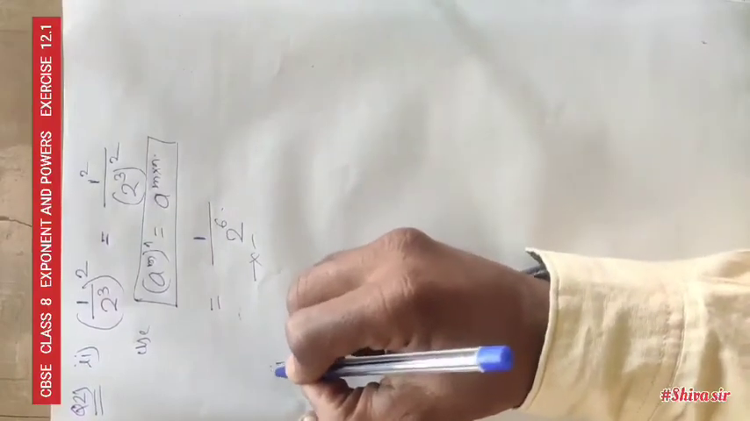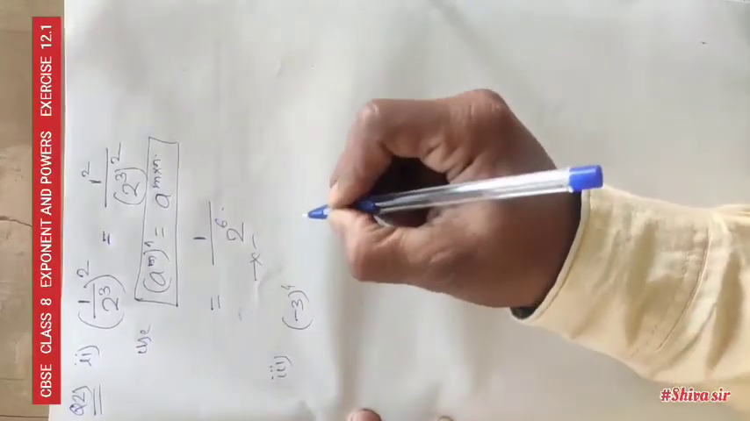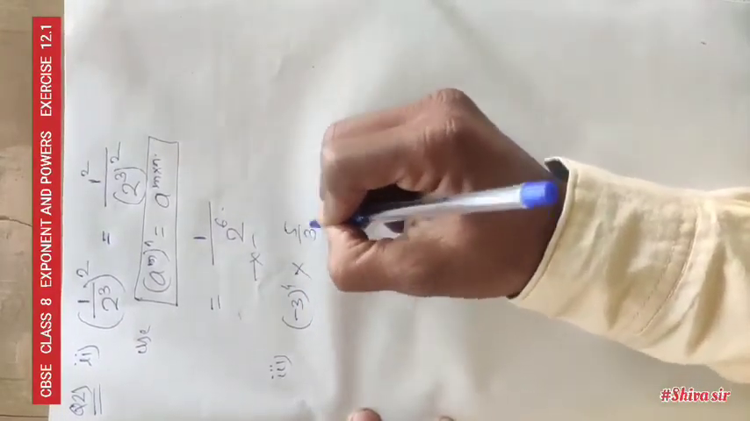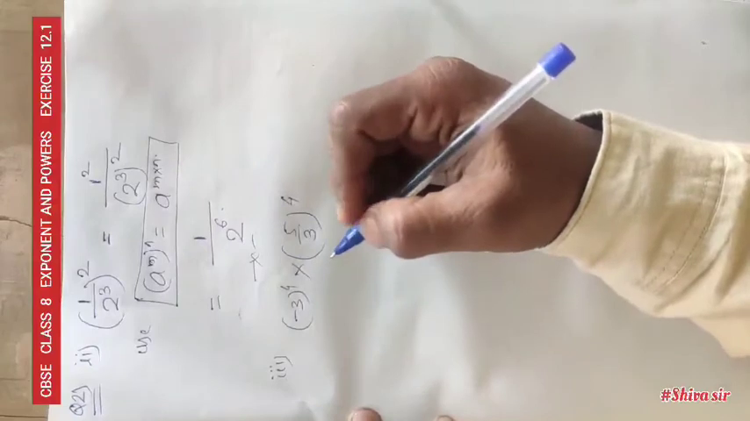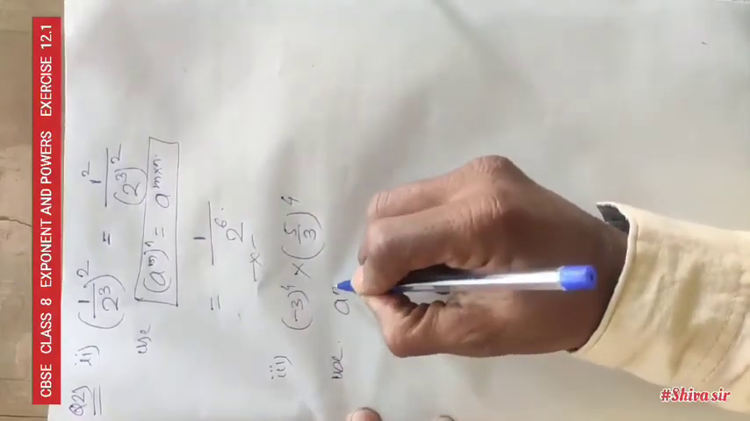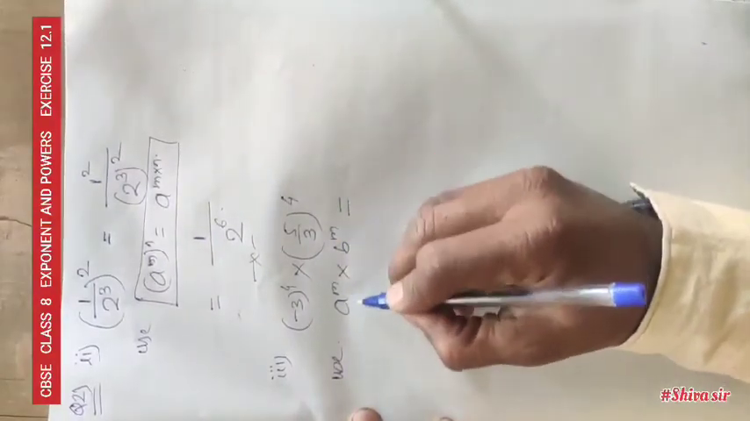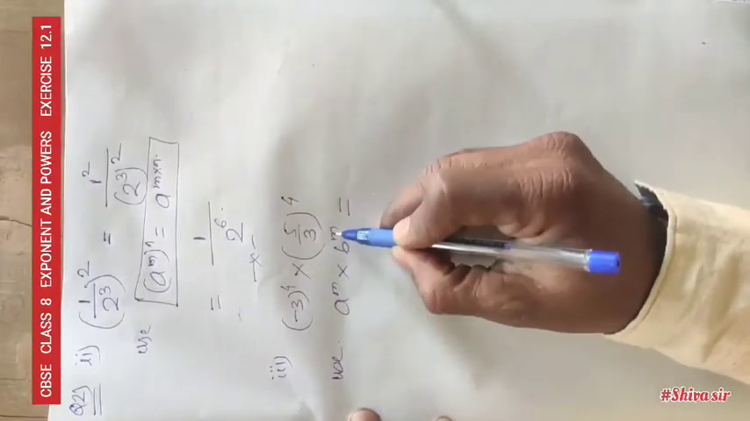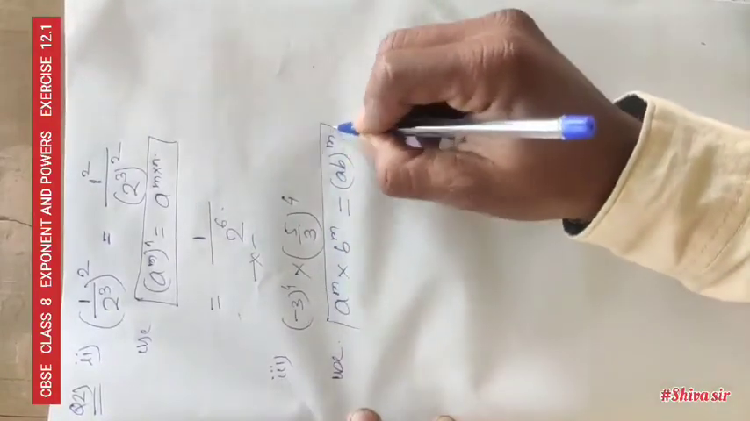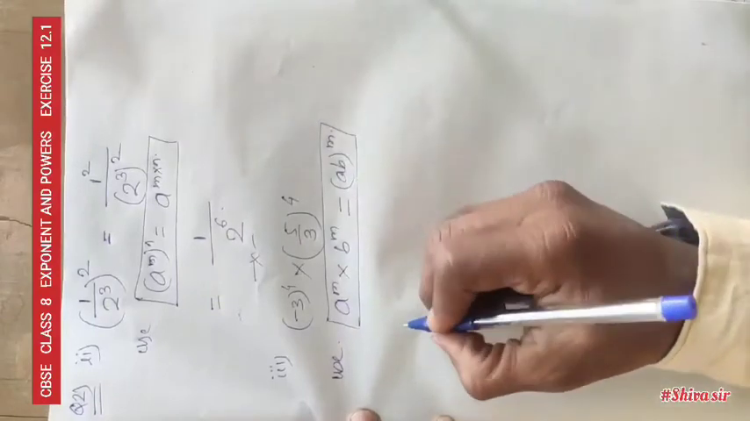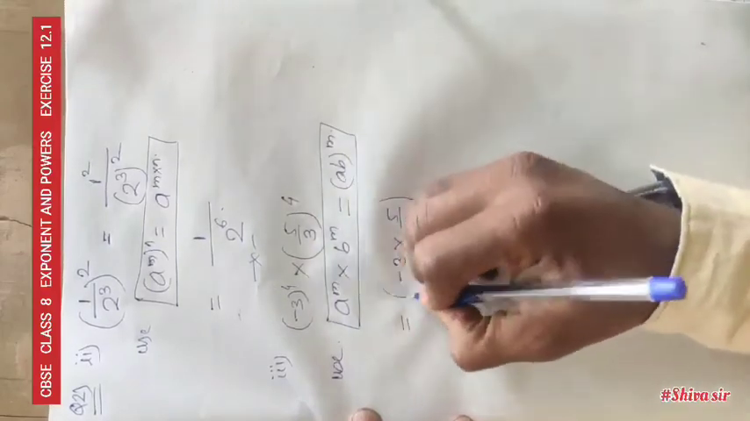Okay. The third question is minus 3 raised to the power 4 into 5 upon 3 raised to the power 4. Here the index is the same. So we use the formula a raised to the power m into b raised to the power m. In this rule the bases are different and the exponents are the same. So we write a into b raised to the power m, that is the product of the bases and the exponent as it is. Using this formula, we write minus 3 into 5 upon 3, and its power is 4.